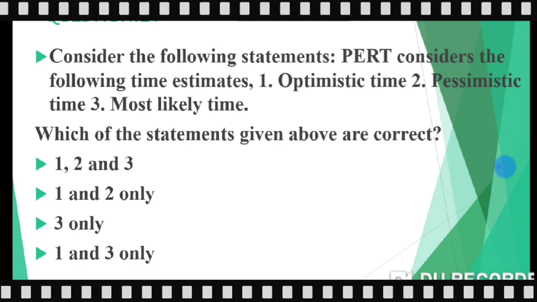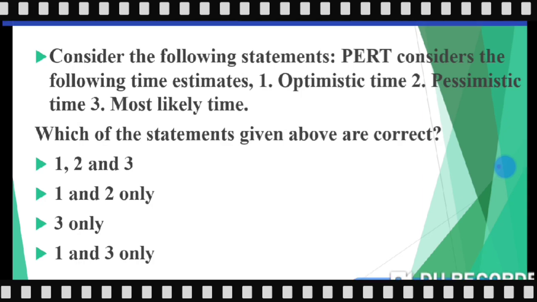Then the next question we have: consider the following statements. Which time estimates are considered? I have covered this question so many times, and it is coming to you once again. So please tell me which time estimates are considered in PERT, whether it is optimistic or pessimistic, most likely, or all of them. Its answer is very simple.